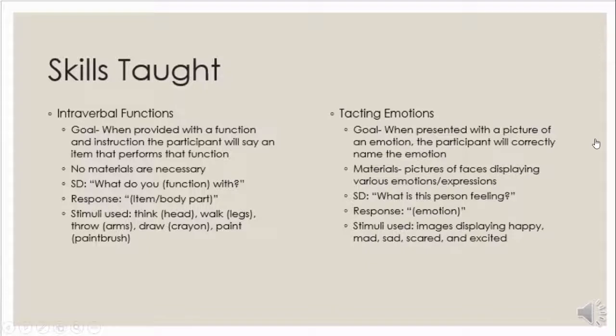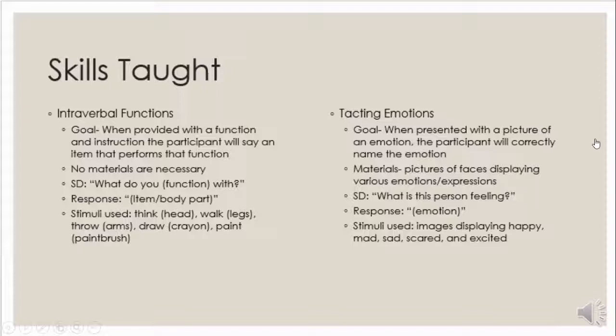The first skill taught was intraverbal functions. The goal of this is that when the client is provided with a function and an instruction, they will say an item or a body part that performs that function. There were not any materials necessary, so there were not any physical stimuli. The SD was, what do you function with? And the response would be an item or a body part. The stimuli specifically used for this study were, what do you think with, what do you walk with, what do you throw with, what do you draw with, and what do you paint with?